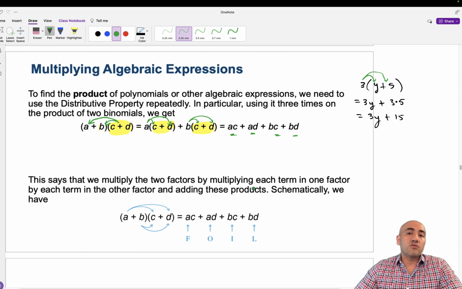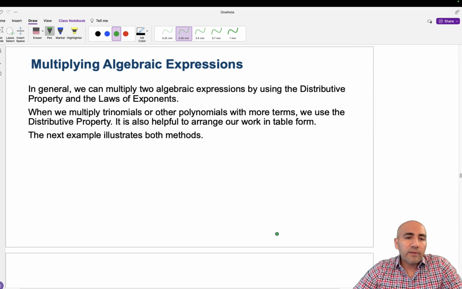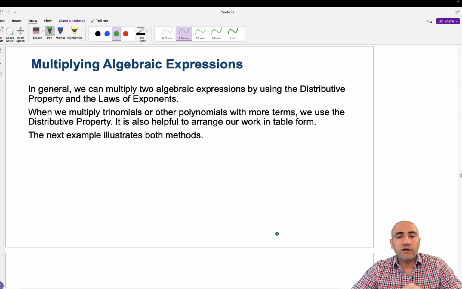This is just pointing out that there's more than one way to think about multiplication of binomials. And there's a couple of other ways. I'm sure some of you might have learned multiplication tiles. If you want to multiply that way, that's a nice way to organize it as well. In general, we can multiply two algebraic expressions by using the distributive property and the laws of exponents. When we multiply trinomials or other polynomials with more terms, we use the distributive property. It is also helpful to arrange the work in a table form. So the next example will give us an illustration of both.